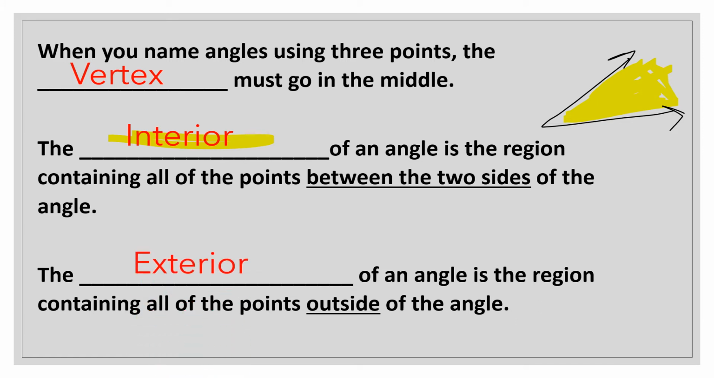The exterior of an angle is the region containing all of the points outside of the angle. So the exterior is the outside. So if you need to draw a picture like that, use some colors, go ahead and do that. And pause it if you need to.